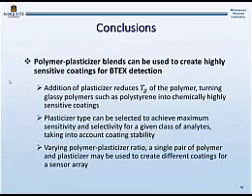In conclusion, we have shown that polymer plasticizer blends can be used to create highly sensitive coatings for BTEX detection directly in the liquid phase. Adding the plasticizer reduces the glass transition temperature of the polymer, turning even glassy polymers such as polystyrene in this case into chemically highly sensitive coatings.